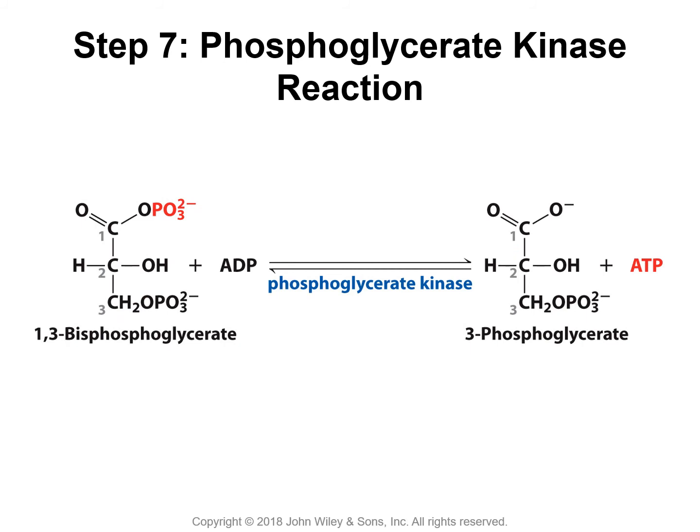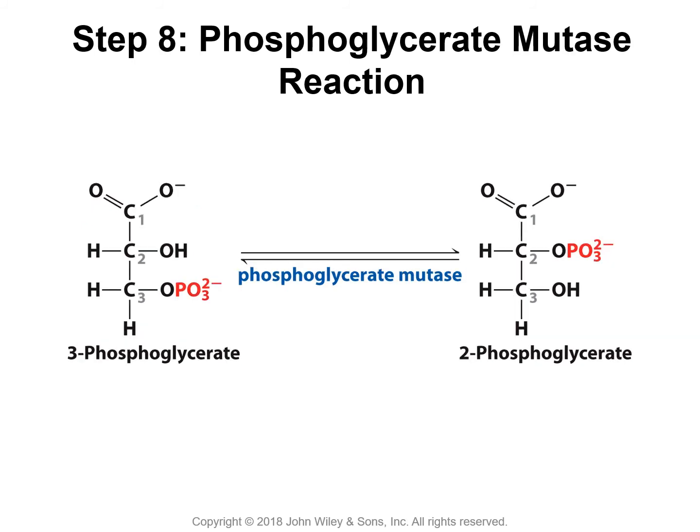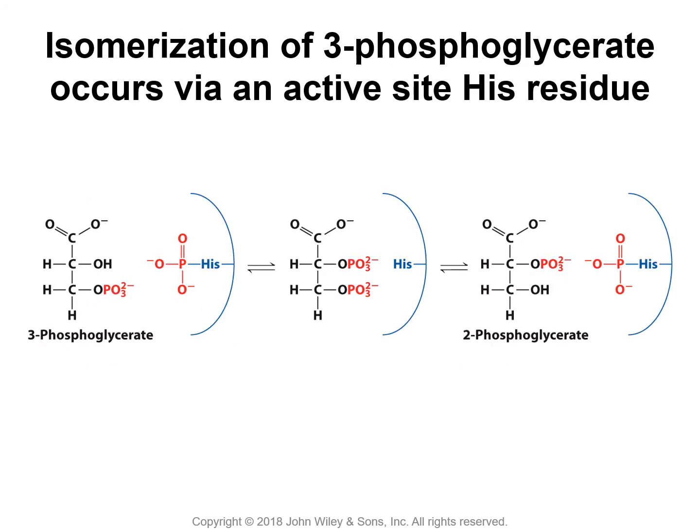Now, once this is done, that 1,3-bisphosphoglycerate is then converted, and this is where you have the phosphoglycerate kinase reaction. And then step 8, this is where the mutase takes over. So you go from 3-phosphoglycerate to 2-phosphoglycerate. So that's what it's doing. It's moving the phosphate. And this isomerization of the 3-phosphoglycerate occurs via an active site His residue. So this is what you see going on right here.